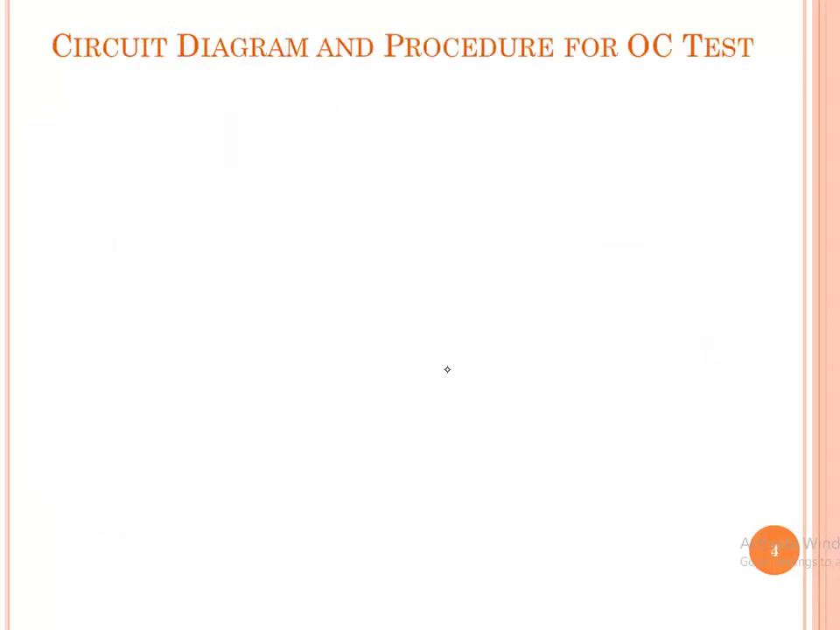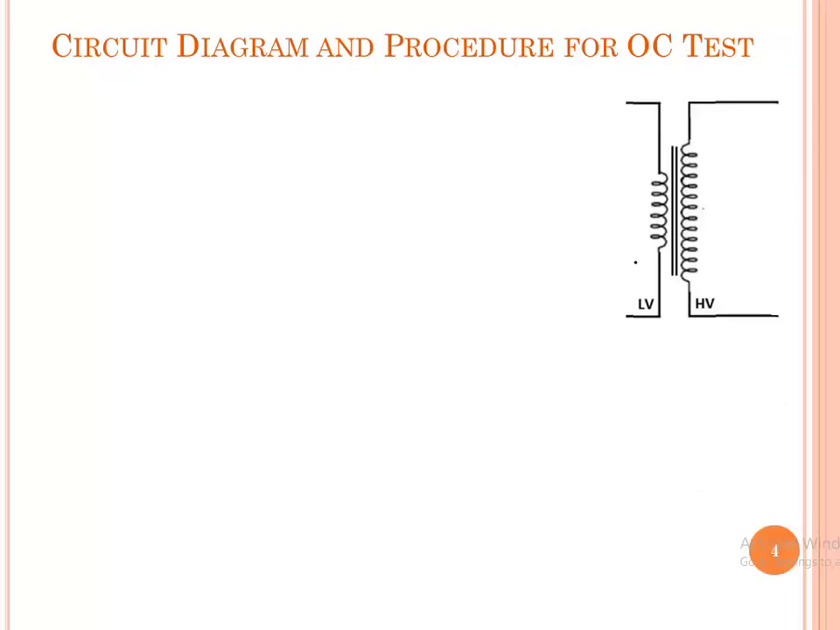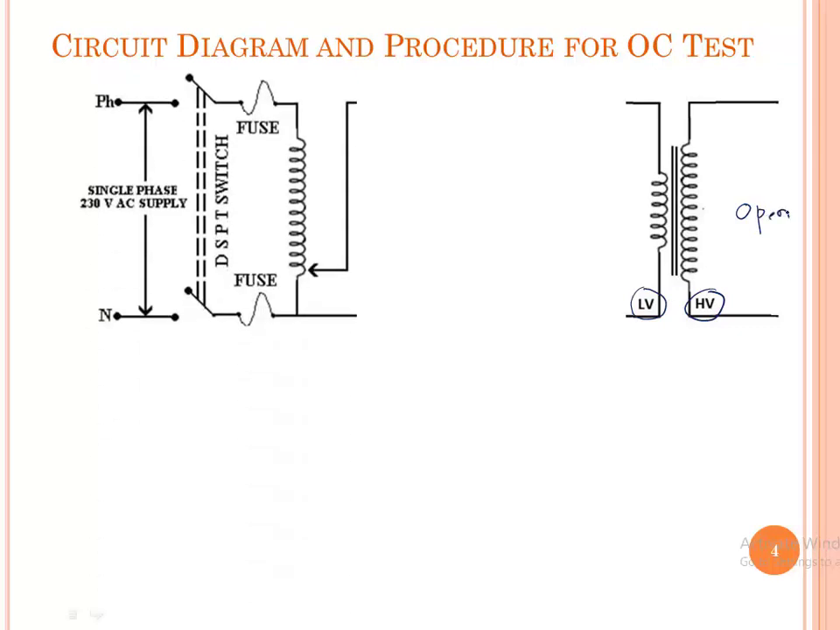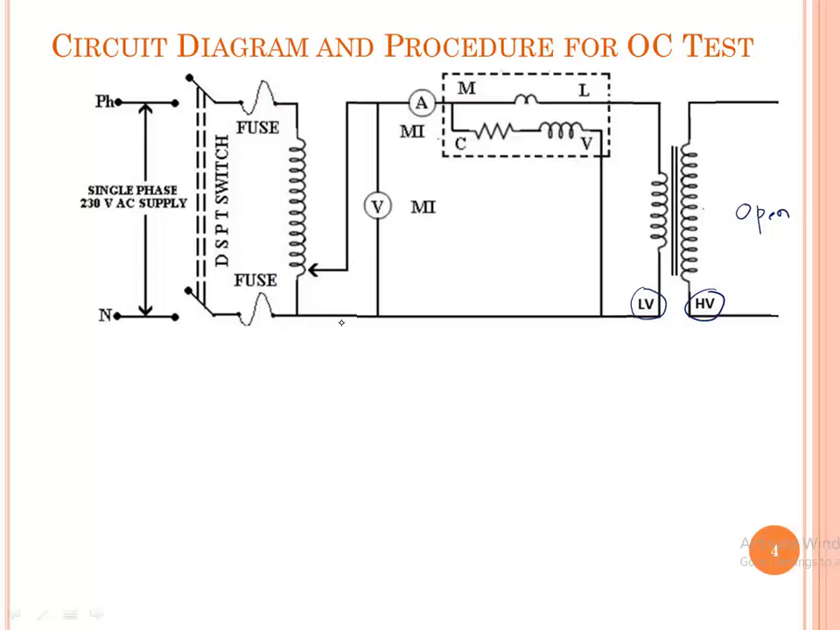Circuit diagram for performing the OC test. This is the transformer on which we need to conduct an open circuit test. LV side is used as the primary side and HV side is used as the secondary side, and the secondary is kept open. To apply the variable voltage, a single phase auto transformer is used, and a voltmeter is placed across the input which measures the input voltage, and the ammeter which measures the no load current, and this is a wattmeter which is used to measure the power.